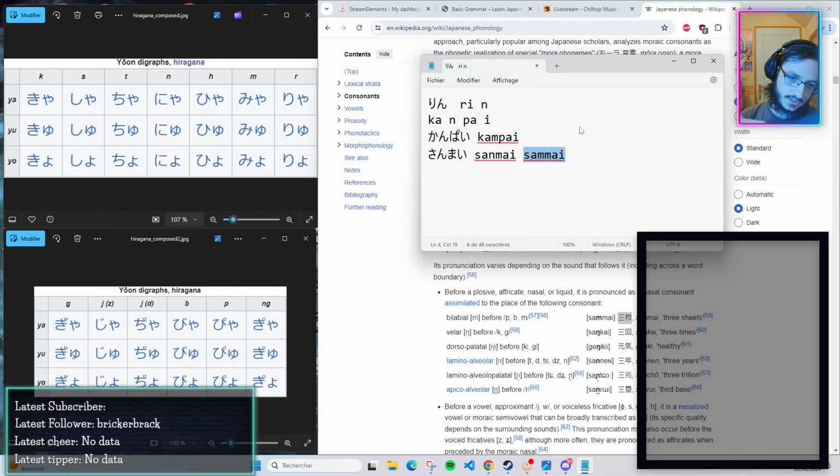So same with P, B, and M. Before other consonants, it stays an N, but with those three, it becomes an M. That's it.